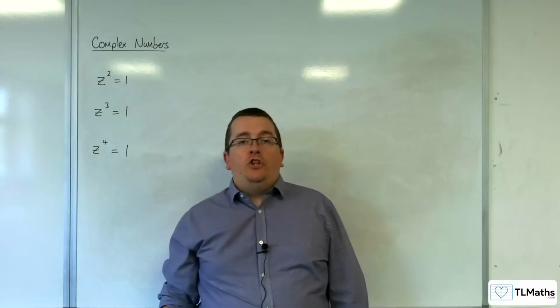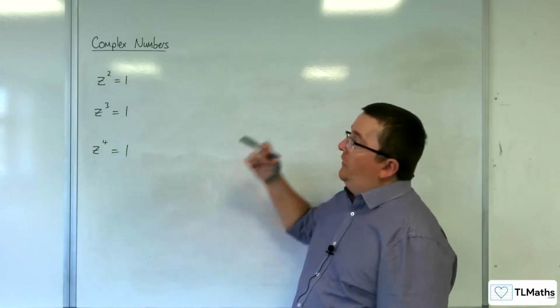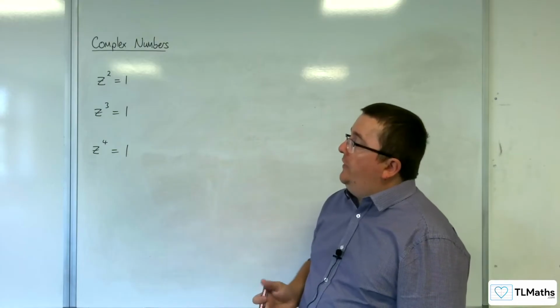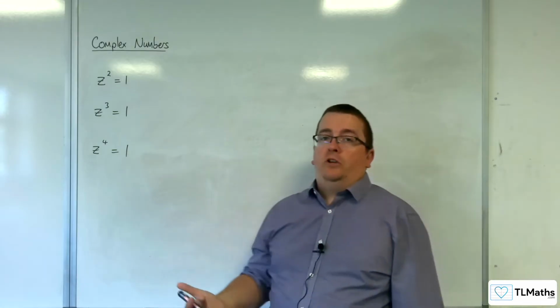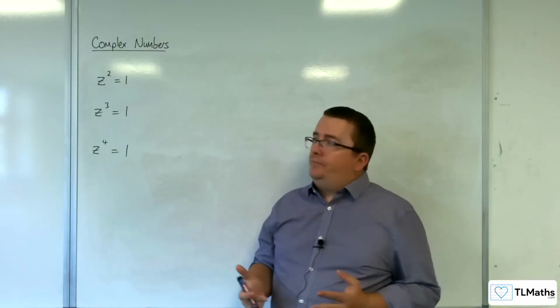In this video, we're going to introduce the nth roots of unity, and we're going to start off by investigating these three equations. Z squared equals 1, Z cubed equals 1, Z to the 4 equals 1. So I want to find the roots of each of these.